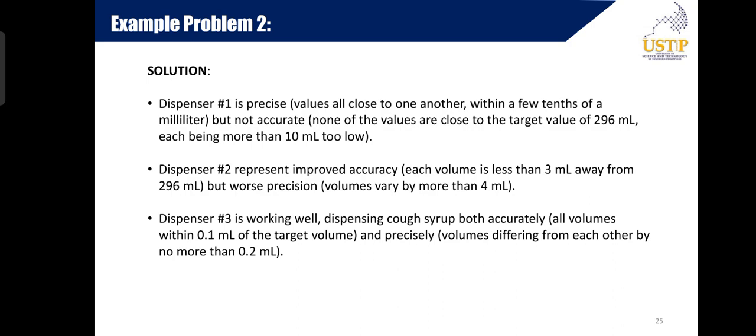Because each volume is less than 3 ml away from 296 ml, but the values are too far from each other, so it's a worse precision because they vary by more than 4 ml. So it does have a good accuracy but worst in precision. Now dispenser 3 is the best one since we can see that it precisely and accurately dispenses the cough syrup into the bottles, because all the volumes are within 0.1 ml of the target volume, which is 296 ml, and precisely because the volumes differ from each other by no more than 0.2 ml.